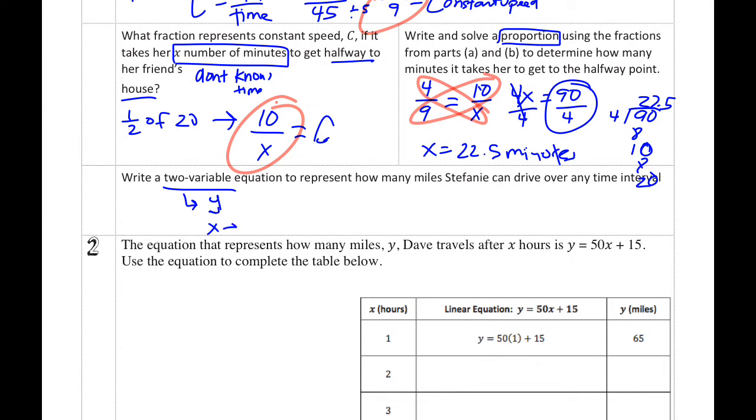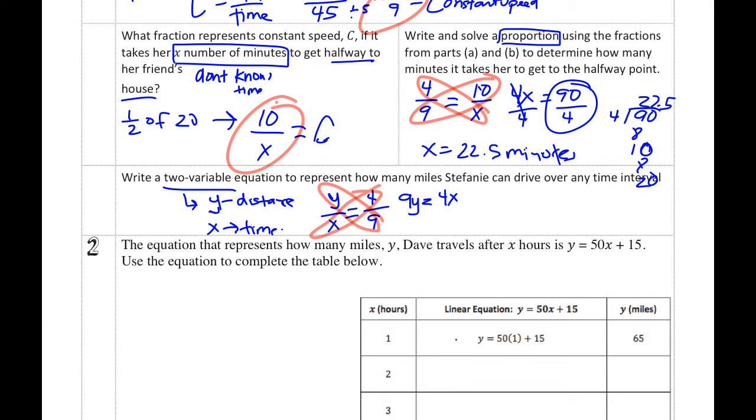Two variables. They're talking about y and they're talking about x. Well, we already know x is time. And if we're talking about speed, we're talking about time and distance. So y has to be the distance. And if you remember from the example, we set our y over x equal to our constant speed, which we know is 4 over 9. The next thing we do is cross multiply, solve for y. So this means we have 9y is equal to 4x.